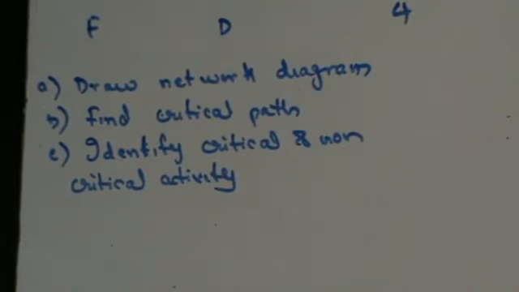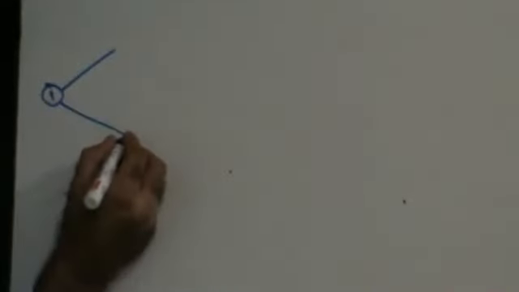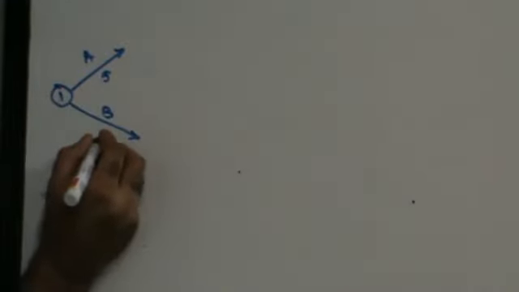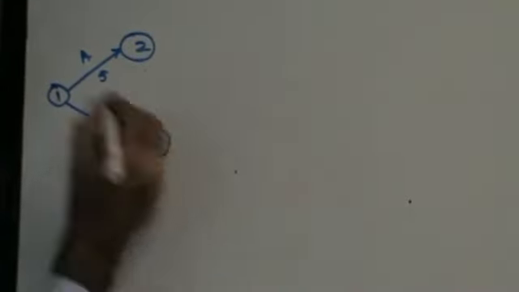The first thing I need to do is draw the network diagram. It starts with event 1. From an event, you read from the preceding activity. There is nothing preceding A, there is nothing preceding B. So from event 1 you will have activity A, which is of 5 days, and activity B, which is of 7 days, to give you 2 and 3.